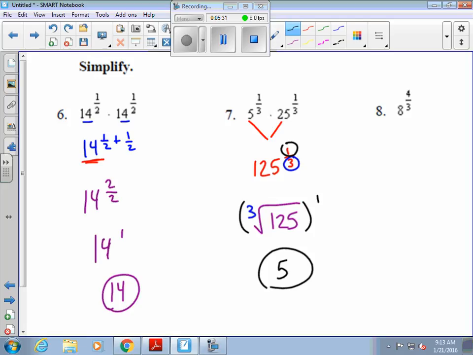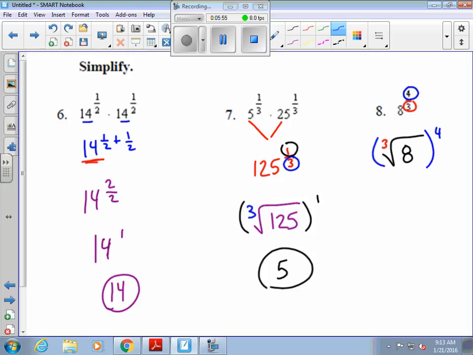8 to the 4 over 3, again, same thing. Now you're not doing any multiplying, so you have to write it in radical form. 8 is the number that's going to be under the symbol, or the radicand is going to be 8. The number 3 is the index, so it's the cube root of 8. And the number 4 is going to be what you raise it to after you take the cube root of it. So inside parentheses, you do that first.